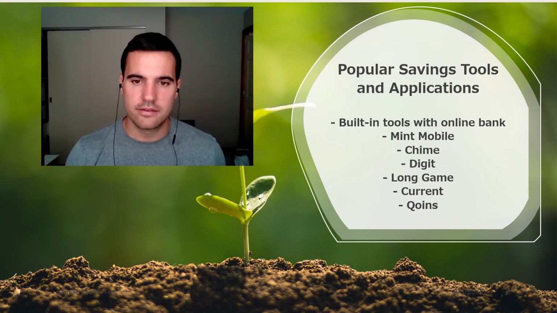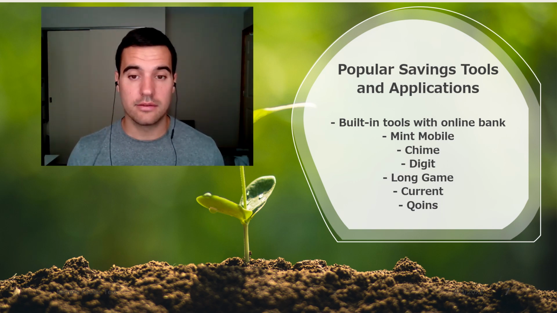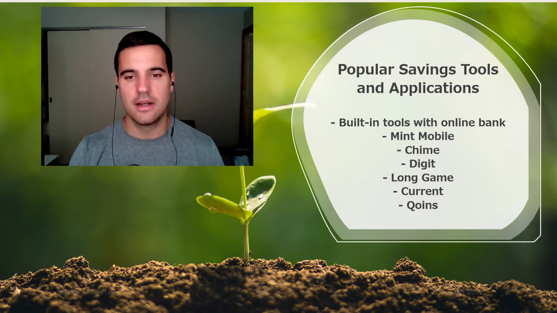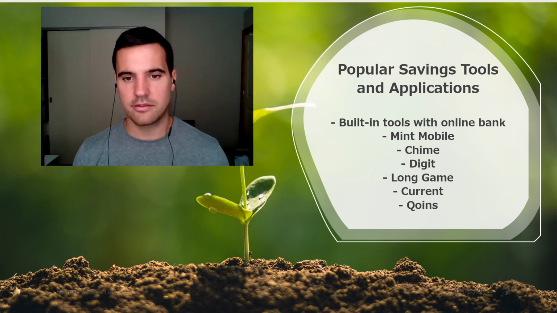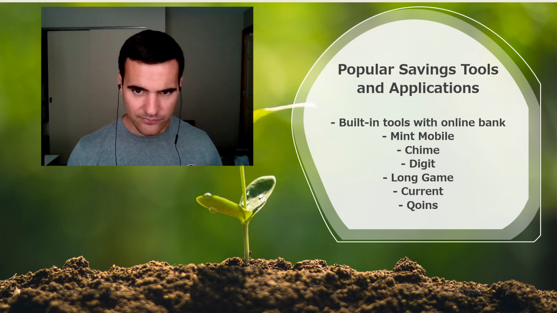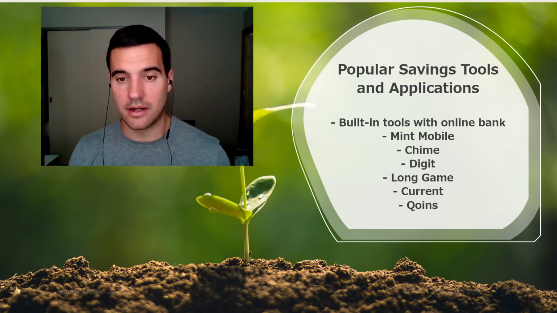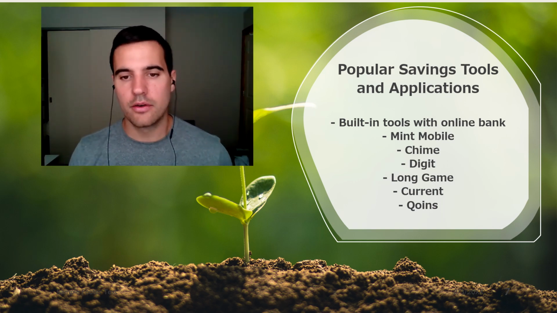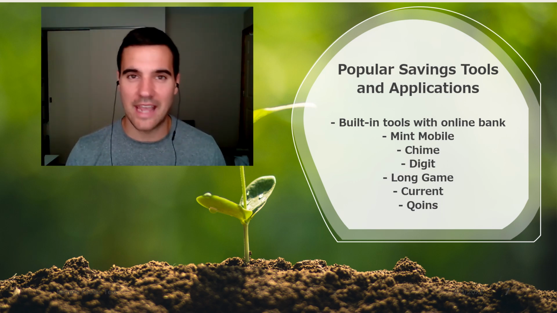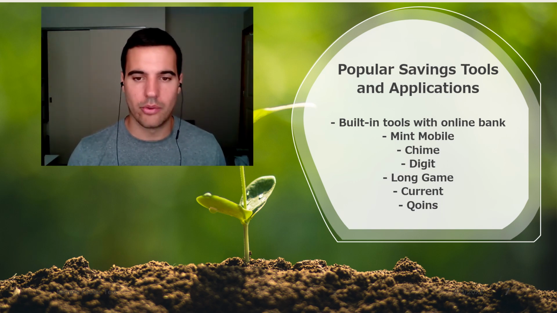To help us with this, there are some popular savings tools and applications. I haven't used all of these, and these are just some of the more popular ones you can find online or through advertisements. Almost all online banks will have built-in tools to help with our savings goals and with the rule of 72. I suggest Mint Mobile. They've been awesome. I've used them before. Some of these others are Chime, Digit, and Long Game. Long Game is kind of cool because it gamifies the whole process. The rest of these are great for whatever reasons you might need.